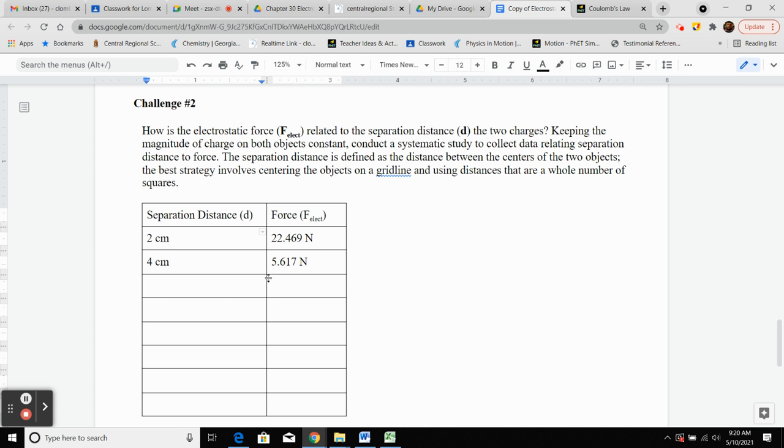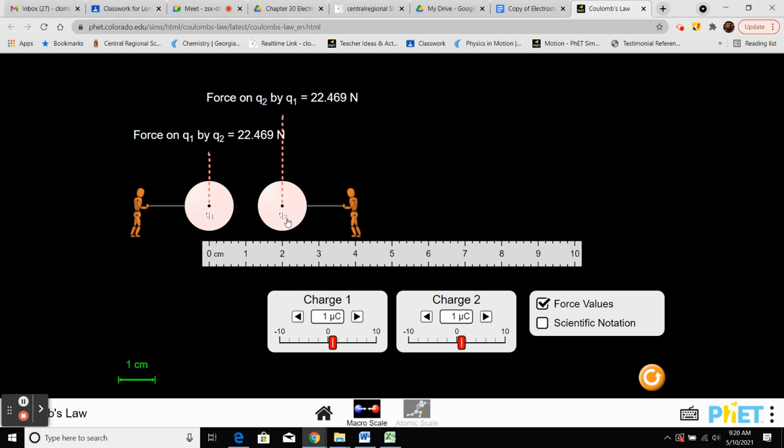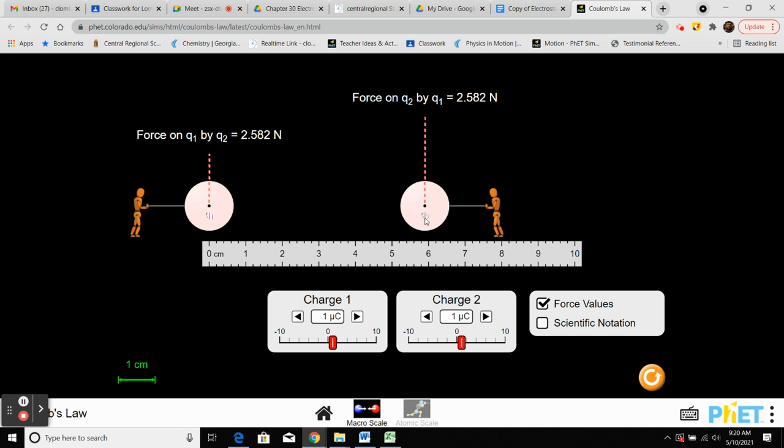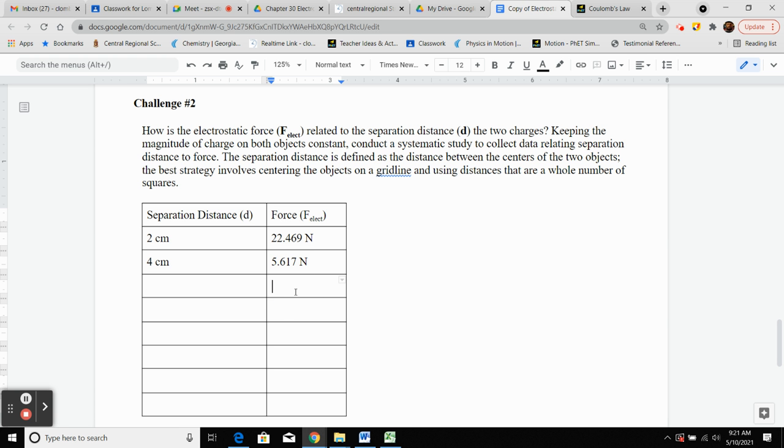So the next one, if we go back to our original, what is 3 times 2? 6. So let's go to 6. When we triple our original distance, it decreased again. So now we have 2.497.